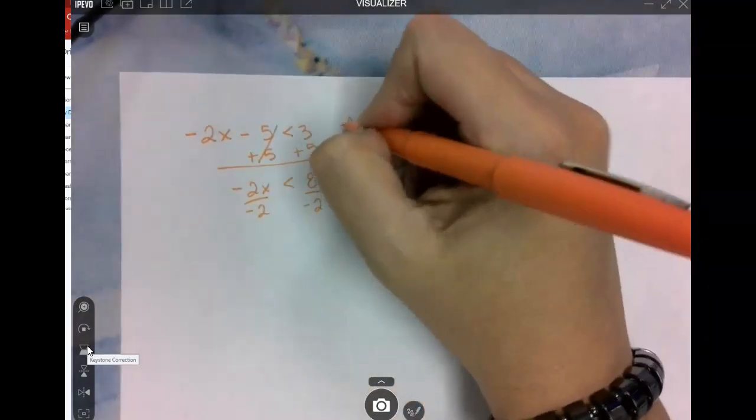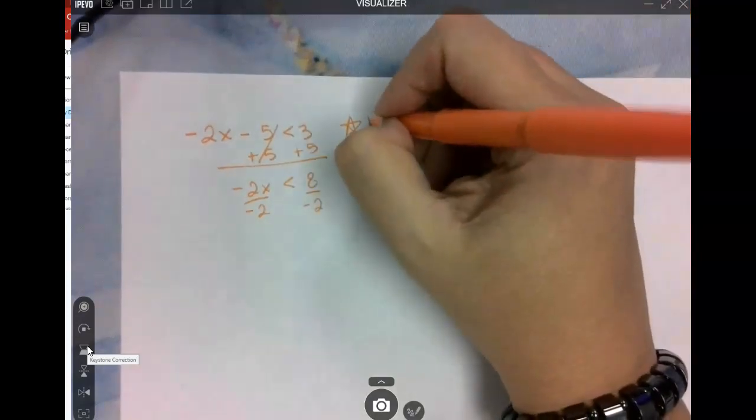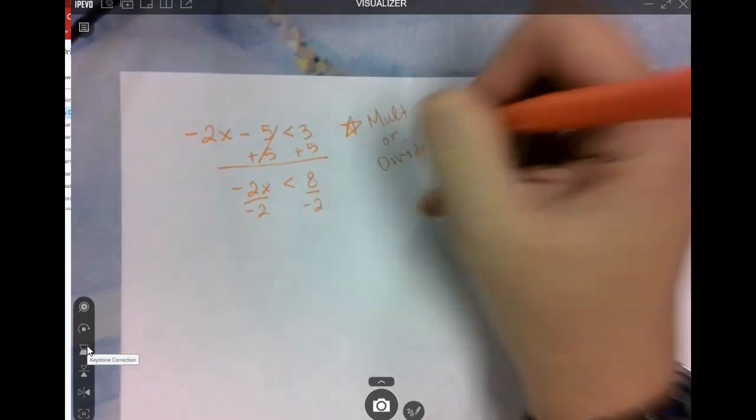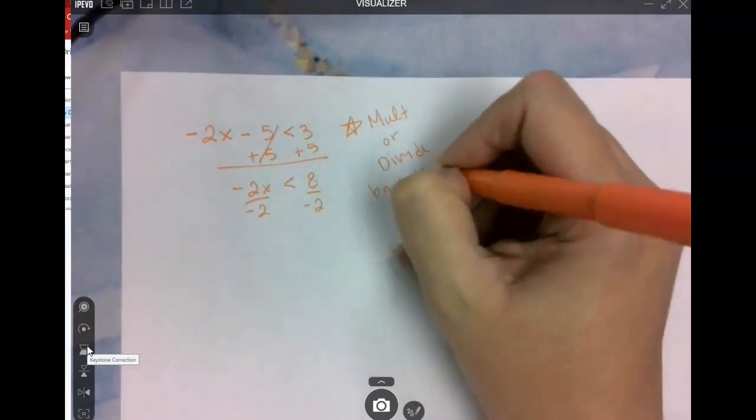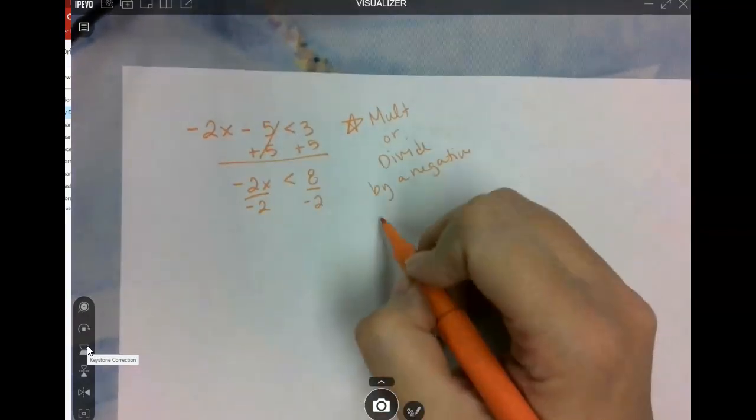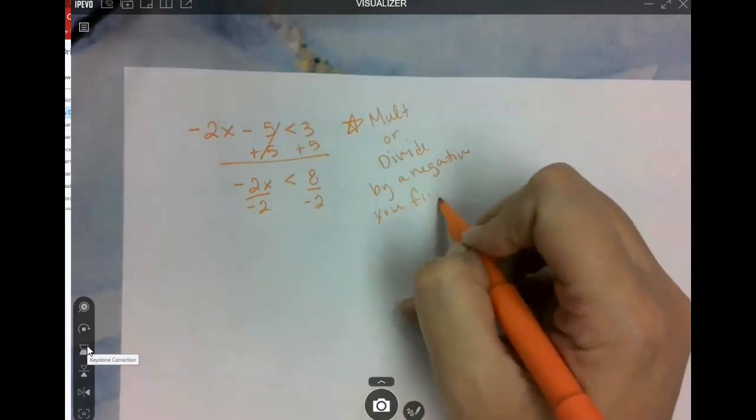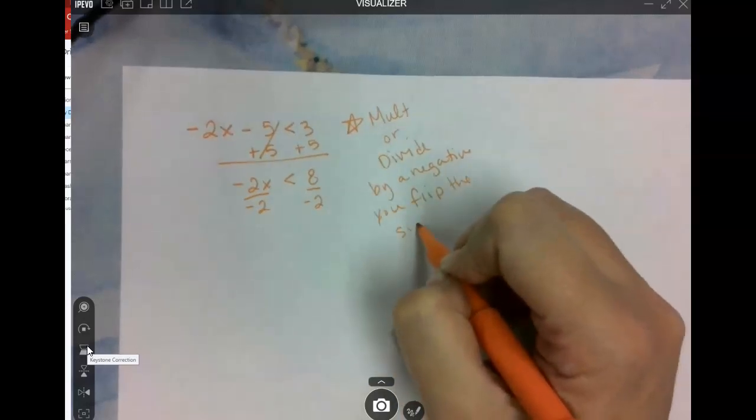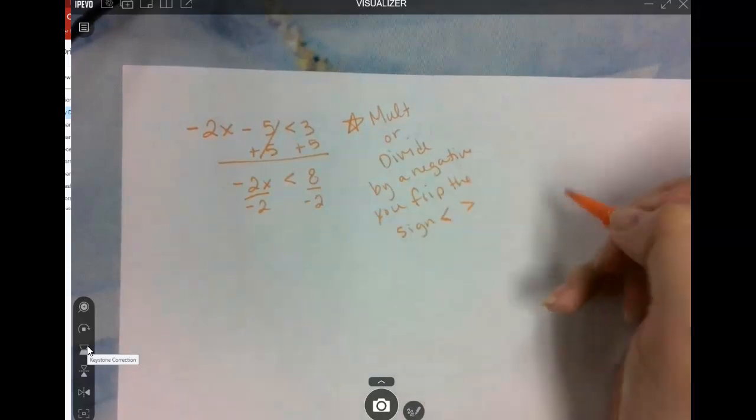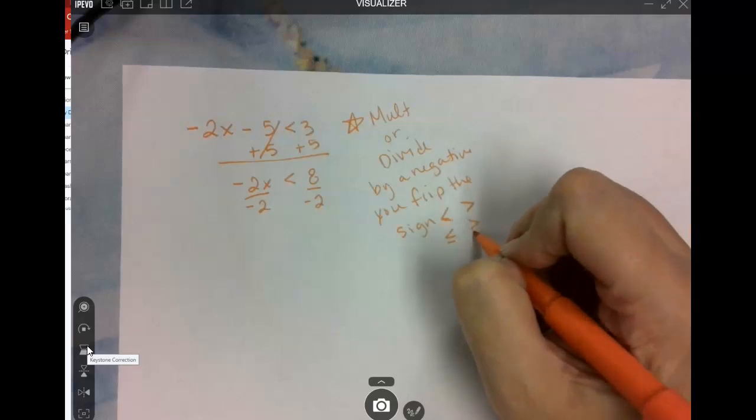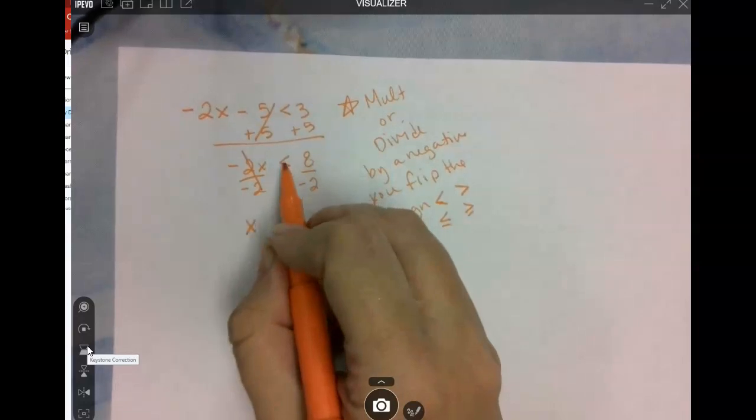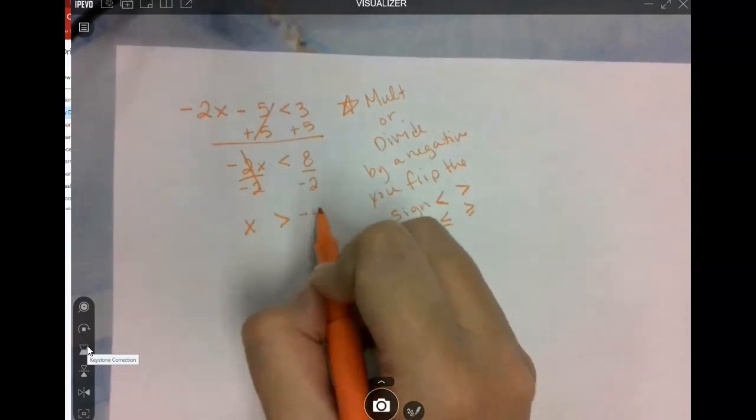And here's your little note, and make a little star. If you multiply or divide by a negative, like I'm about to do right here, I'm going to divide by a negative, you flip the sign. In other words, you take a less than, and you make it a greater than. Or you take a less than or equal, and you make it a greater than or equal. It always flips the sign to the other one. So this cancels, I get x, and I flip the sign to make it greater than negative 4.